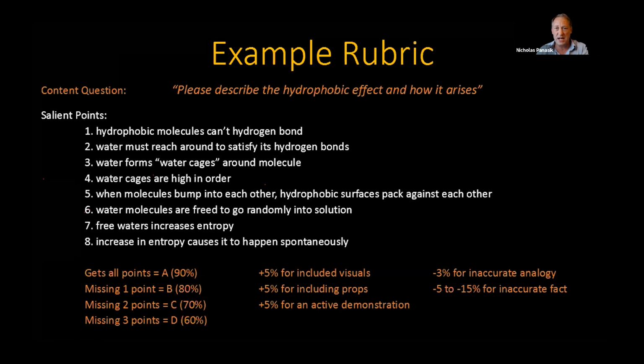I'm just going to throw up an example rubric. This is going to be meaningless to anybody who's not in chemistry or biochemistry. But say, for a particular question, this one's described the hydrophobic effect, I might have about 8 points. There are 8 important things you've got to mention to really fully describe that topic in depth. And so if they get all 8 points, I'll give them 90% right off the bat. I might include an additional 5% if they've had visuals or props or an active demonstration. I might take off points if they had a bad analogy or inaccurate facts, et cetera.